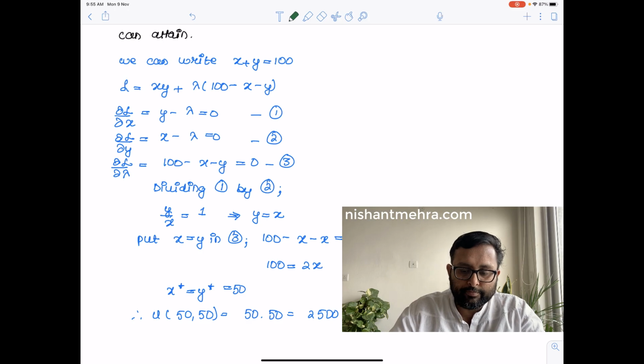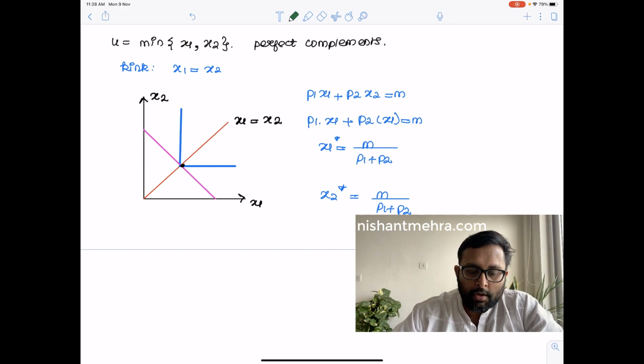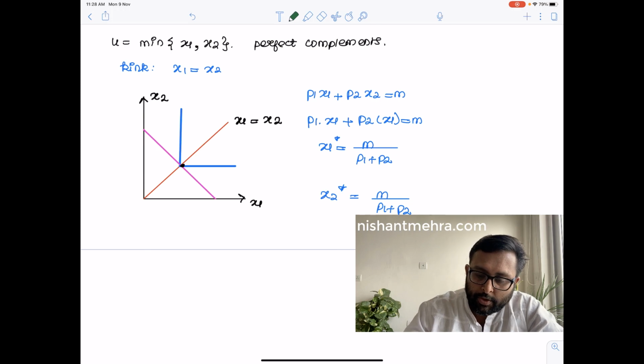Right? Okay. Let us look at another preference, for example, perfect complements here, which is u equals to min of x1, x2. Whenever you have a kink, let's make it a point that you will always draw the kink line first.